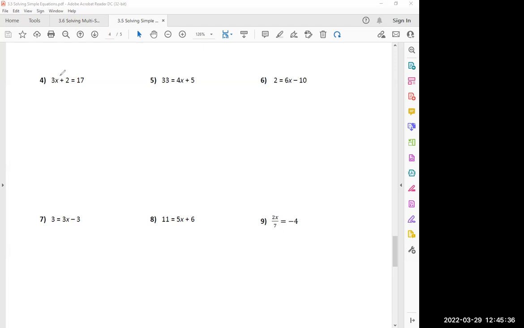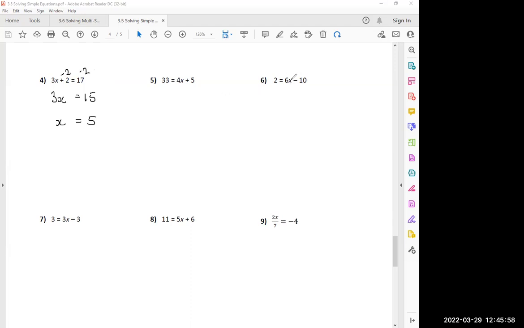I see 2 sides, a multiplication of 3 and an addition of 2. I'm going to get rid of the addition first. That means 3x is equal to 15. Next, one step left, divide both sides by 3. There. That's it. That's all I'm looking for.